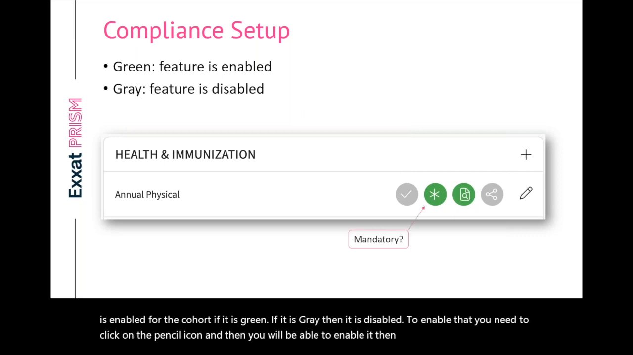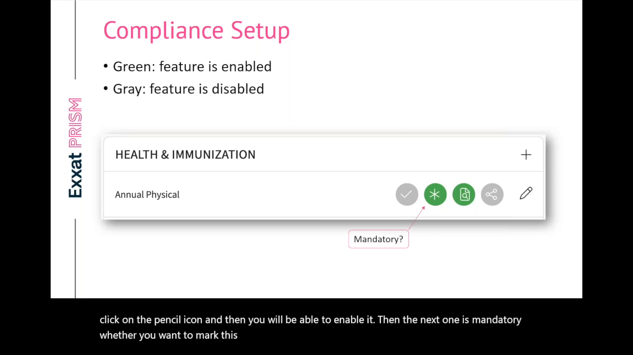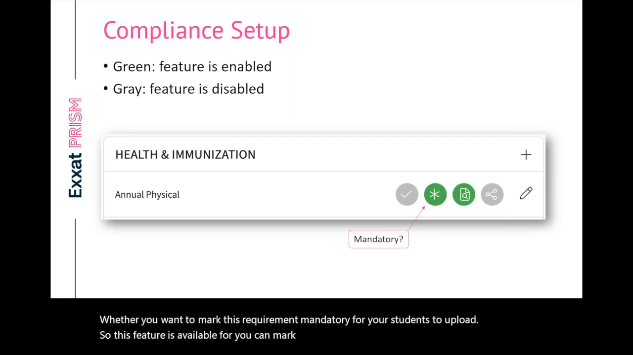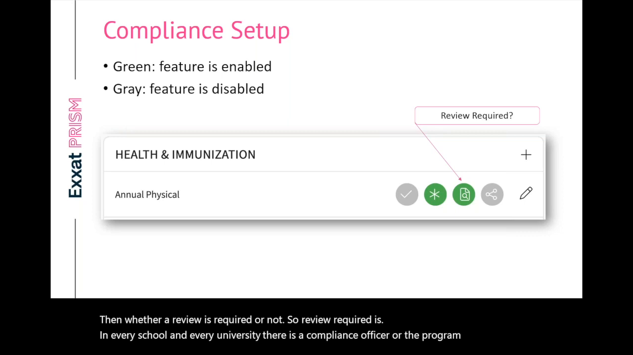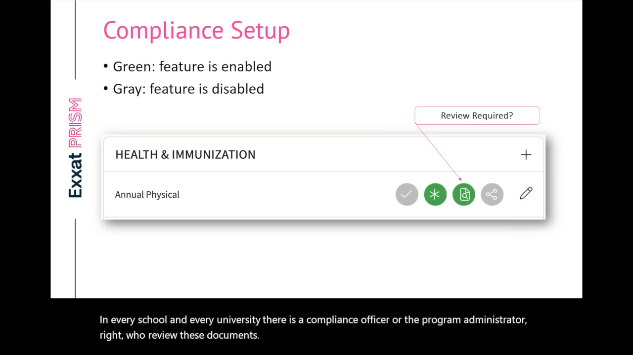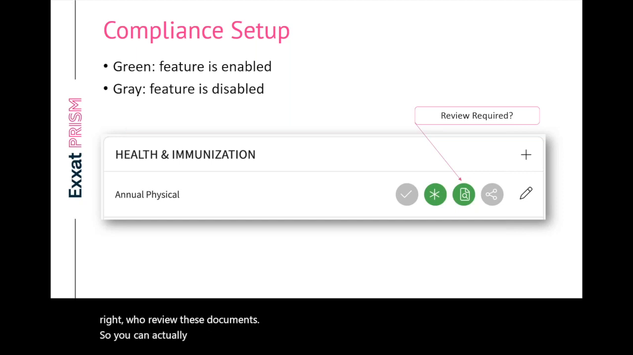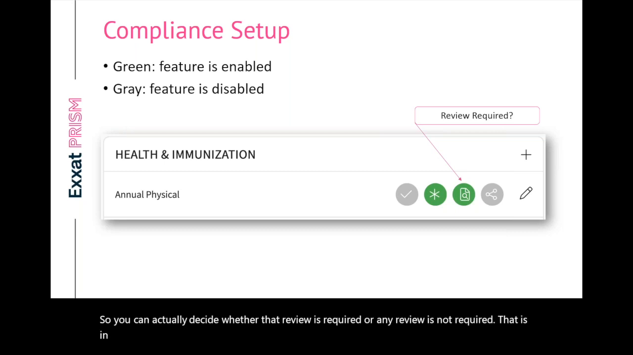Then the next one is mandatory, whether you want to mark this requirement mandatory for your students to upload. So this feature is available for you. You can mark it mandatory or non-mandatory. Then whether a review is required or not. So review required is, in every school and every university, there's a compliance officer or the program administrator who reviews these documents. So you can actually decide whether that review is required or not. That is in your hand. You can actually decide and activate that review required option.